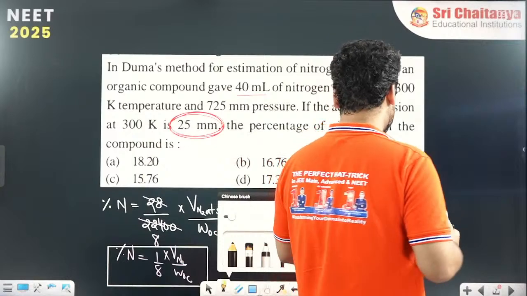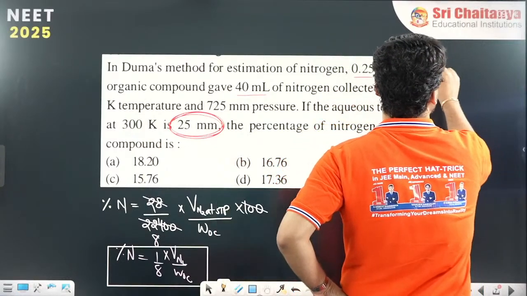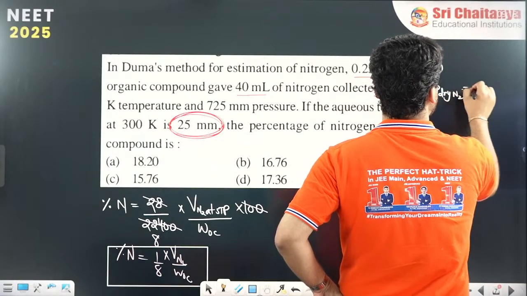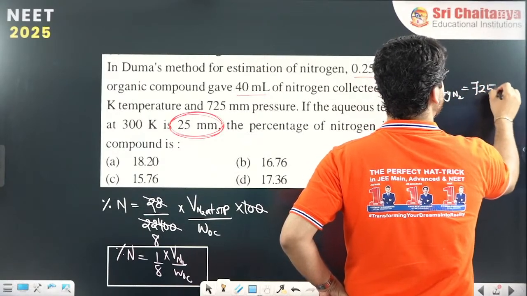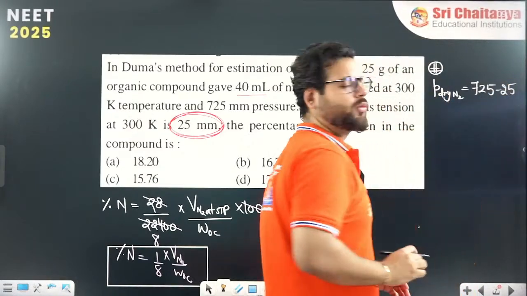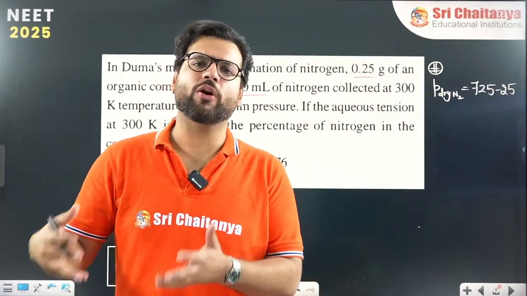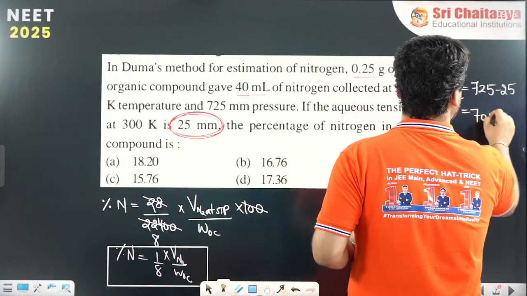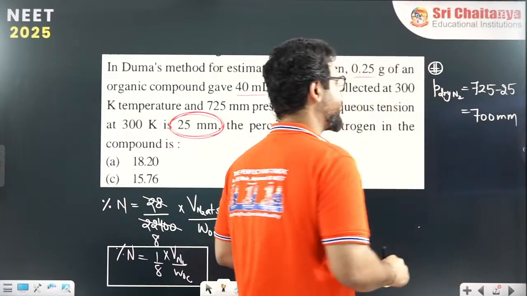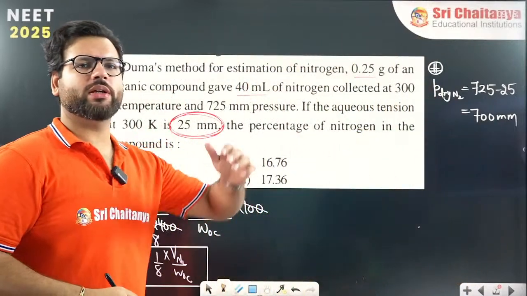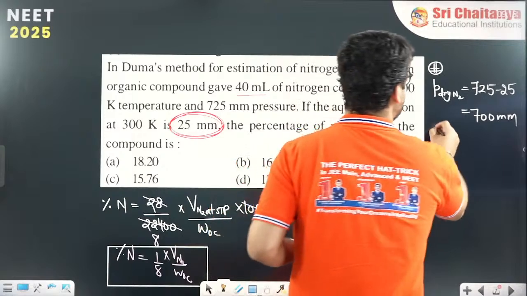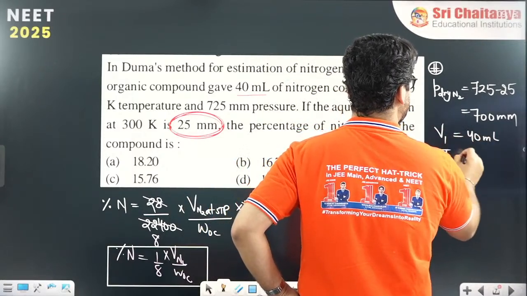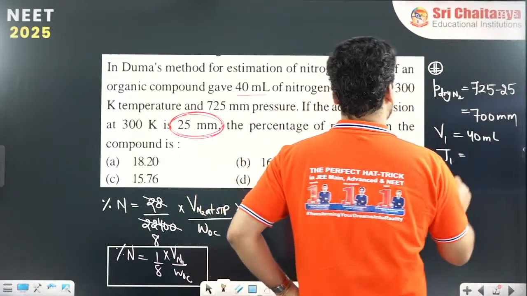So first thing you do is find out the pressure of dry nitrogen gas. So the pressure of dry nitrogen gas is the total pressure given, 725, minus the aqueous tension. Aqueous tension is the pressure of water vapor. So which comes out to be 700 mm. This is the pressure given to you. The volume given to you is, let's call it V1.